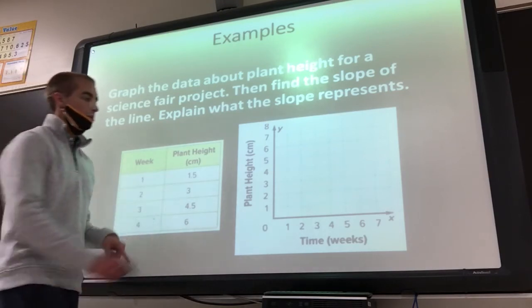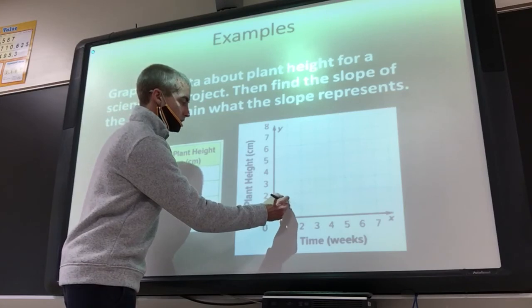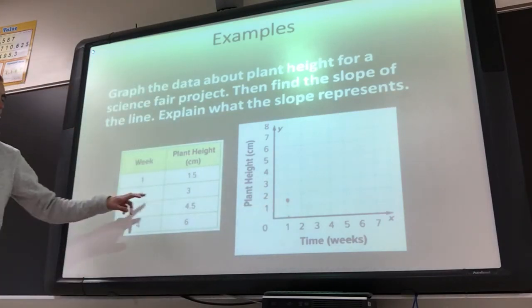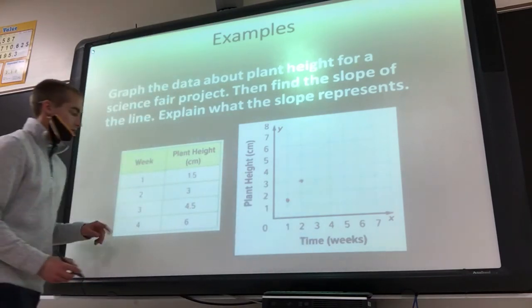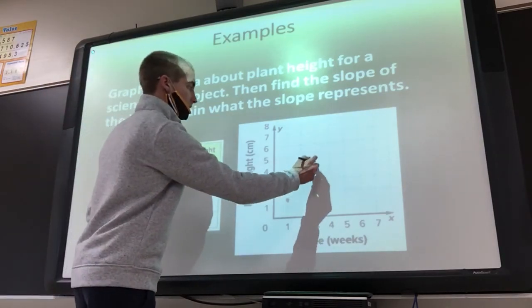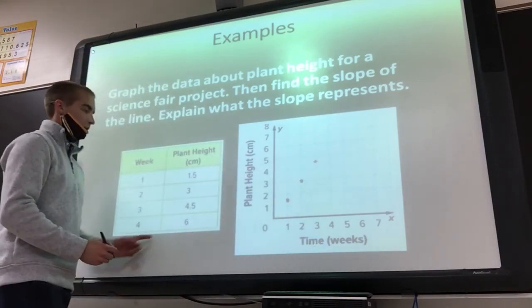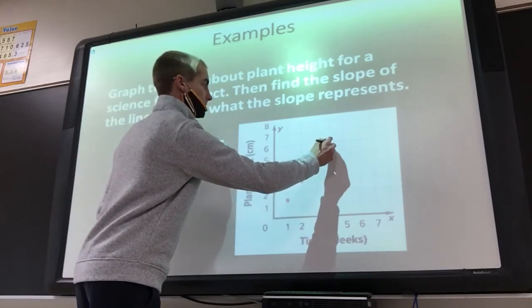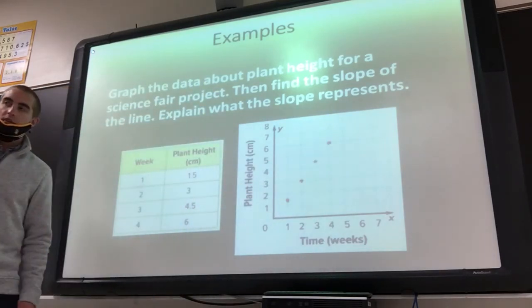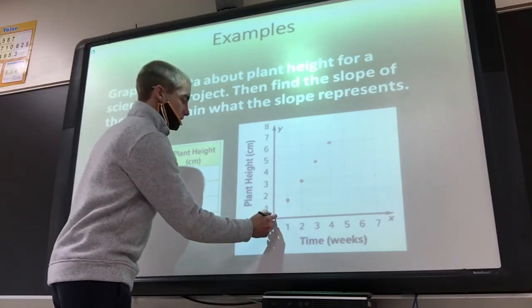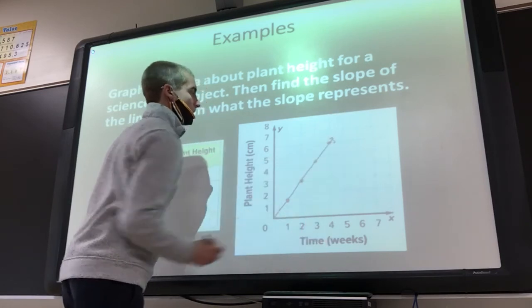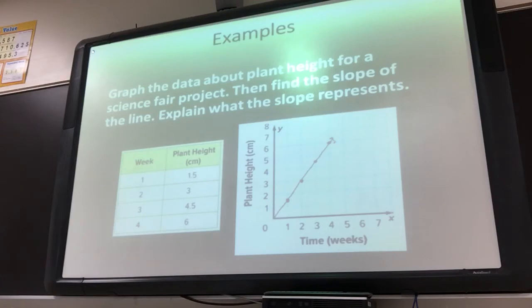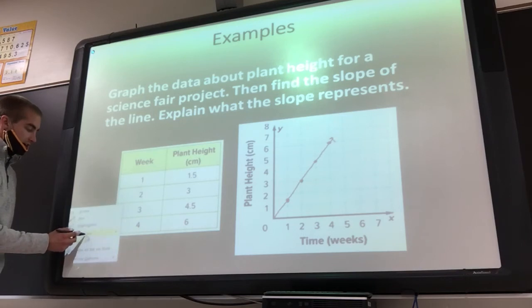So at 1 week, we're at 1.5 centimeters, so right in between 1 and 2. At 2 weeks, we are at 3 centimeters. At 3 weeks, we're at 4.5. And at 4 weeks, we're at 6. From there, we want the line going through these points. And if it has a slope, it should be a straight line. If you don't get a straight line, you want to check and make sure you graphed everything correctly.